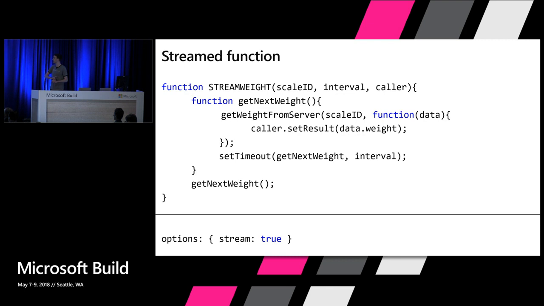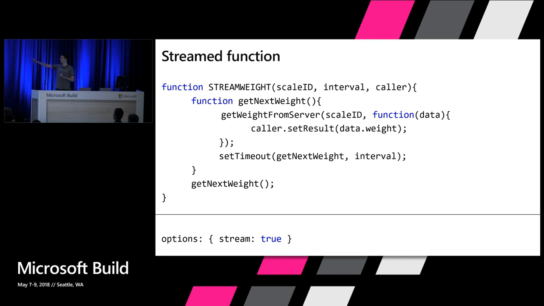How do you get that callback? It's the caller parameter. Look at the top line of code there: streamWeight, and then it says scaleId, interval, and caller. That last parameter is automatically added to any streaming function that you declare. By the way, look at the bottom line of code there: in the options, you set stream to true in order to enable this feature in the metadata that I talked about. So when streaming is true, you get that caller.